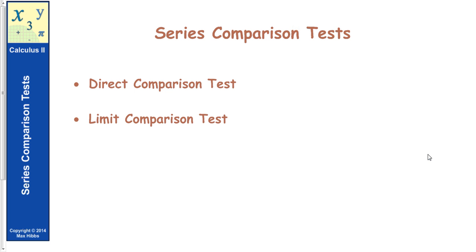In this discussion, we're going to talk about additional tests for determining whether series converge or diverge. Not what they converge to, but simply whether they converge or diverge. This pair of tests are called series comparison tests, and there are two different ones: the direct comparison test and the limit comparison test. We'll start first with the direct comparison test, and then we'll move to the limit comparison test.